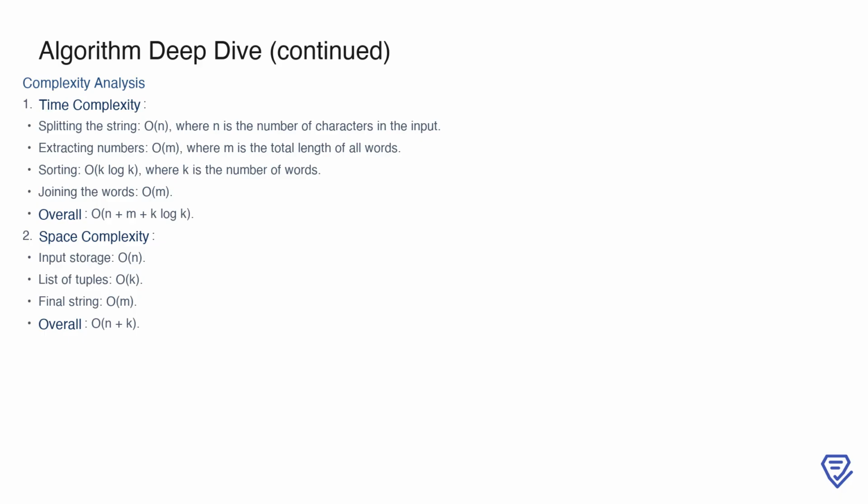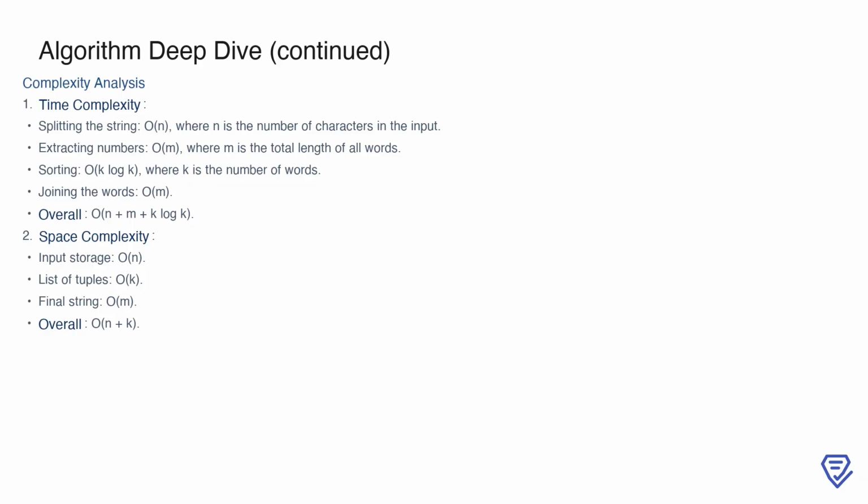Analyzing the complexity of the algorithm, the time complexity involves multiple steps. Splitting the string into words takes O(n), where n is the number of characters in the input. Extracting numbers from the words takes O(m), where m is the total length of all the words combined. Sorting the list of tuples involves O(k log k), where k is the number of words. Finally, joining the words into the final string takes O(m). Combining these, the overall time complexity is O(n + m + k log k).